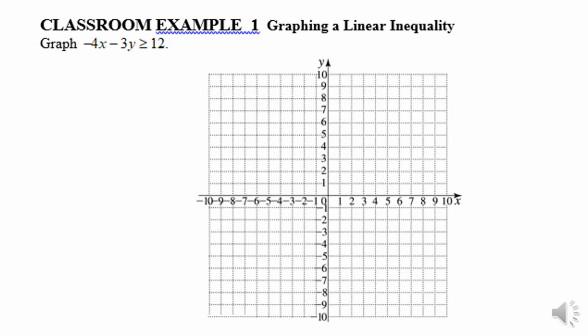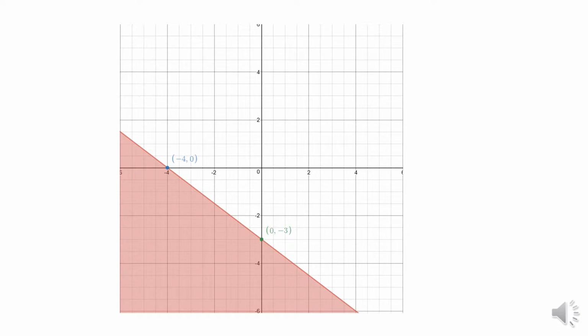Here's the first example. Pause the video and let's see how you did. So the line should be included. Those are the intercepts, and when you do the test point or the y-intercept method, this is the shaded area.